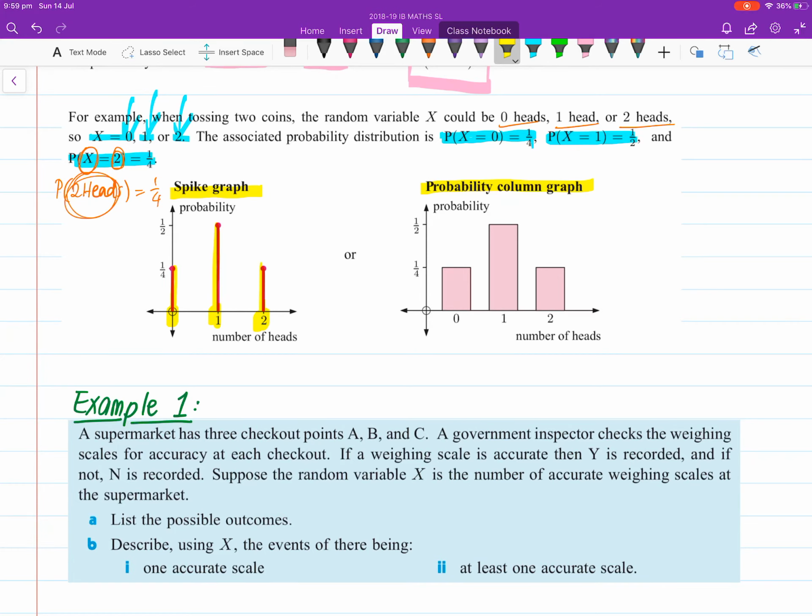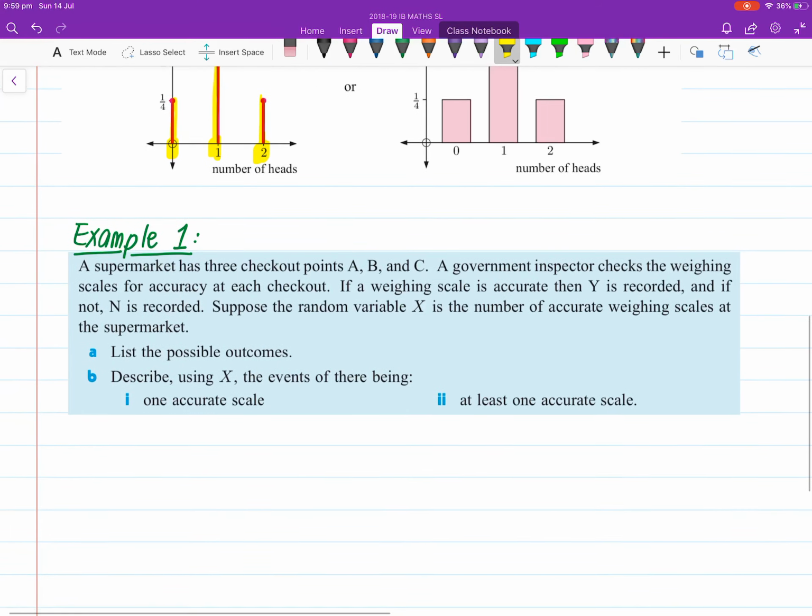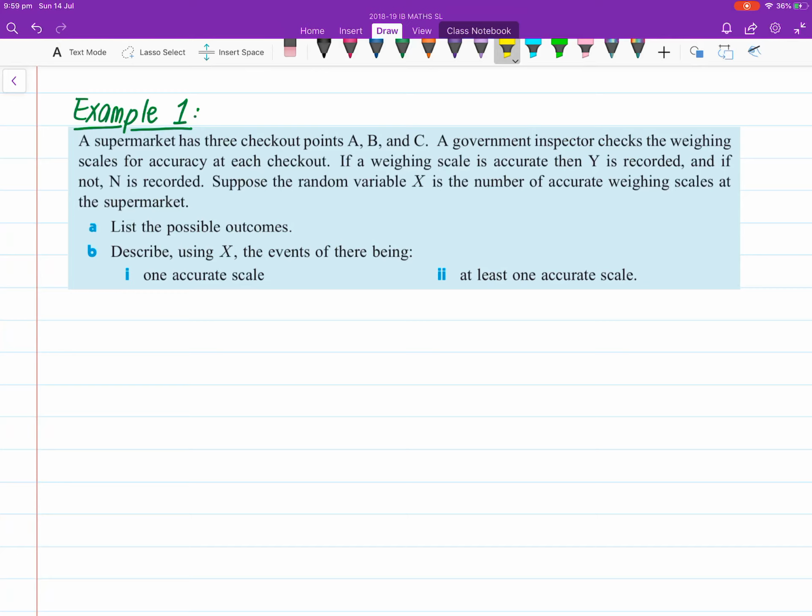Column graph, same thing, right? It's just that it's columns. So let's have a look at one example.